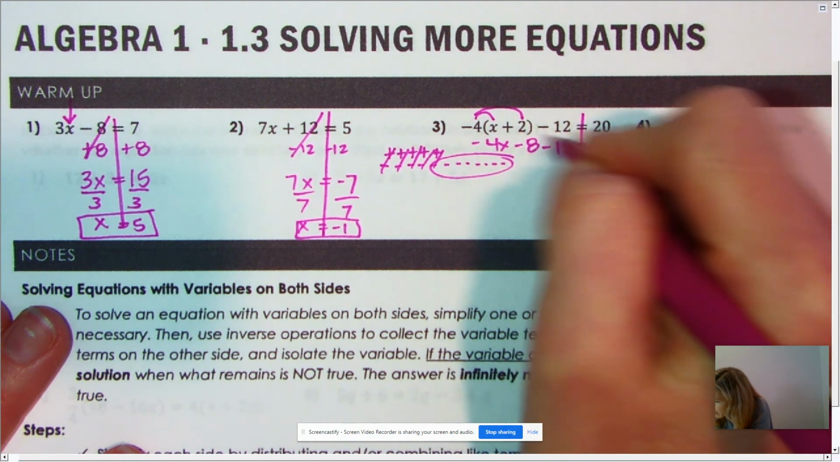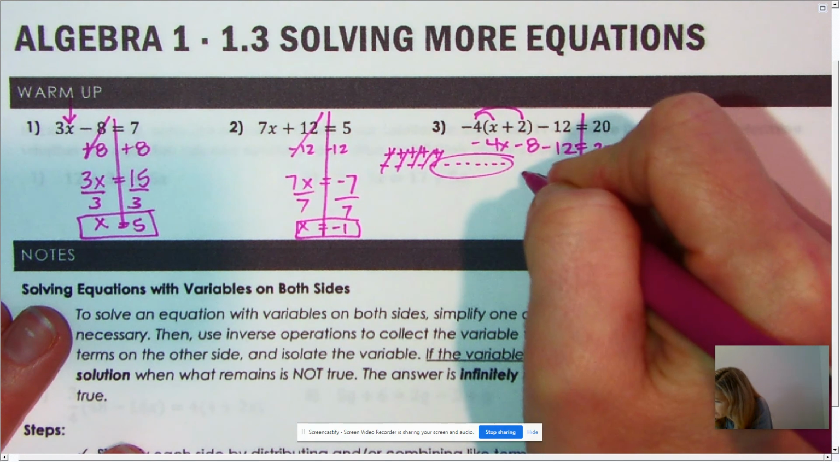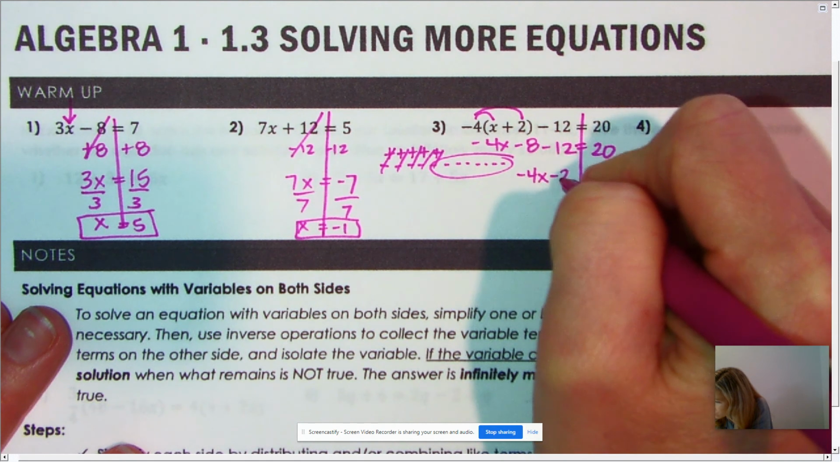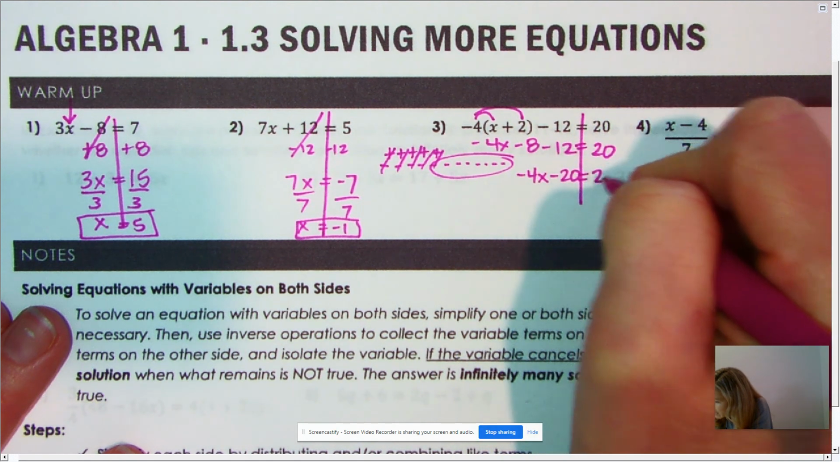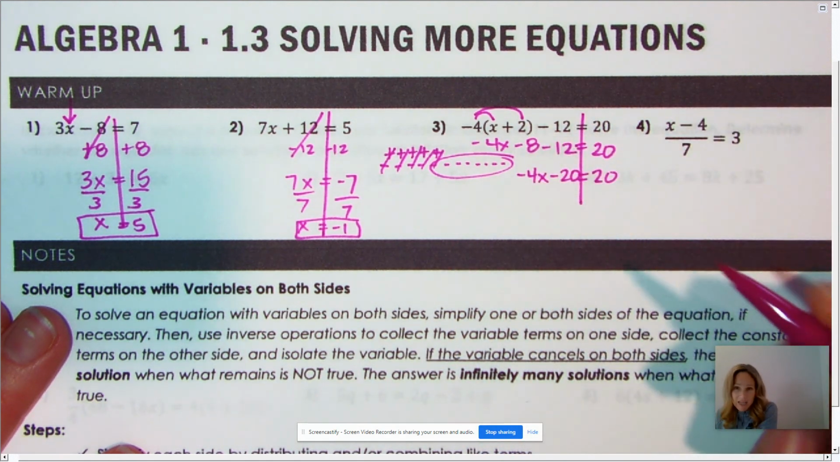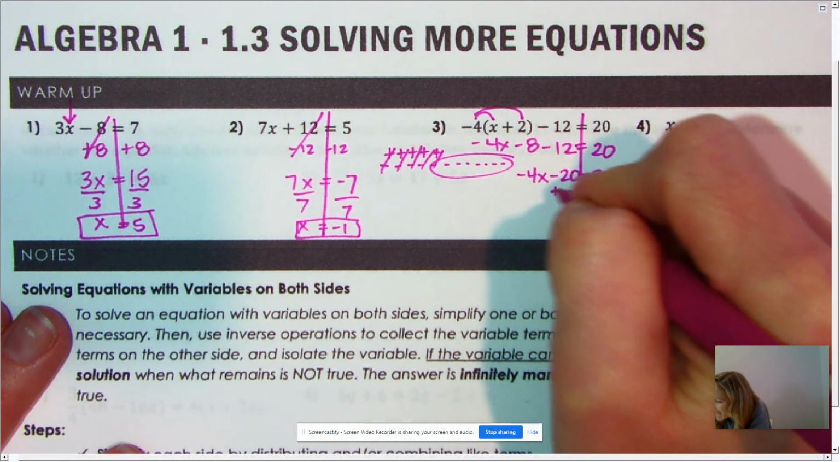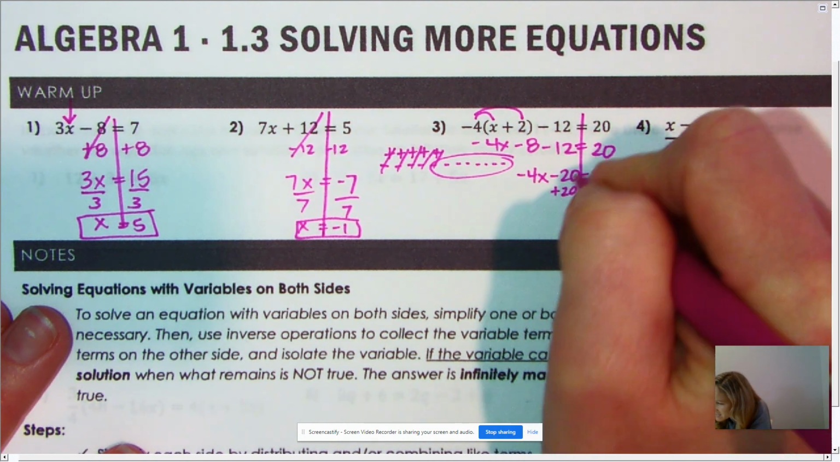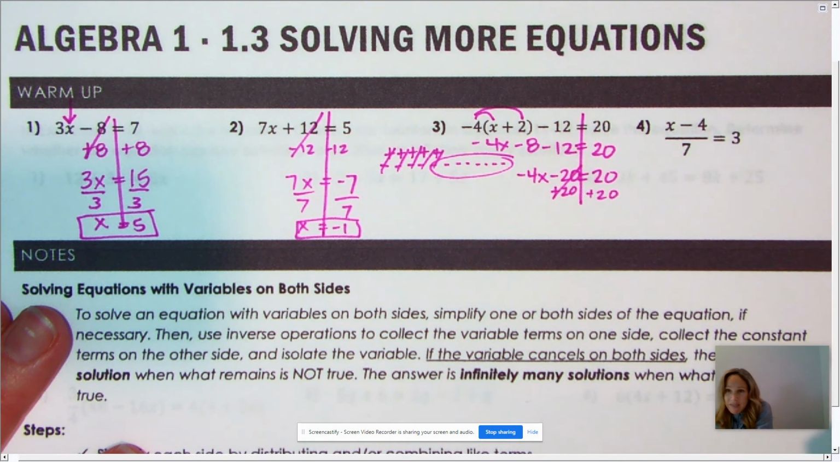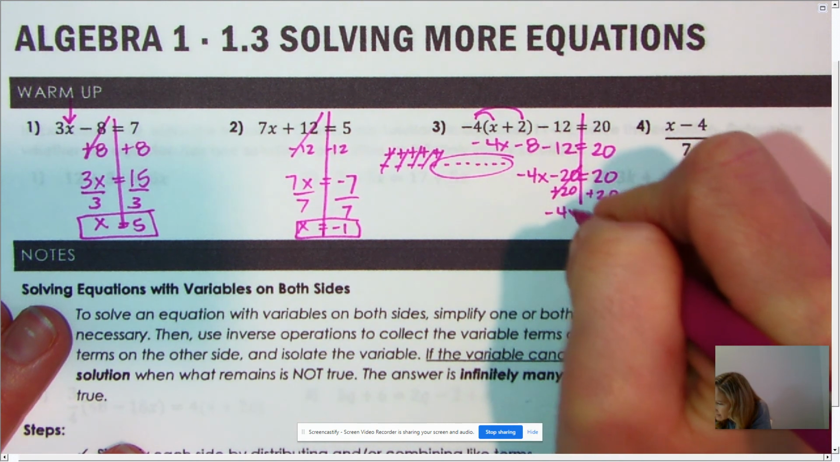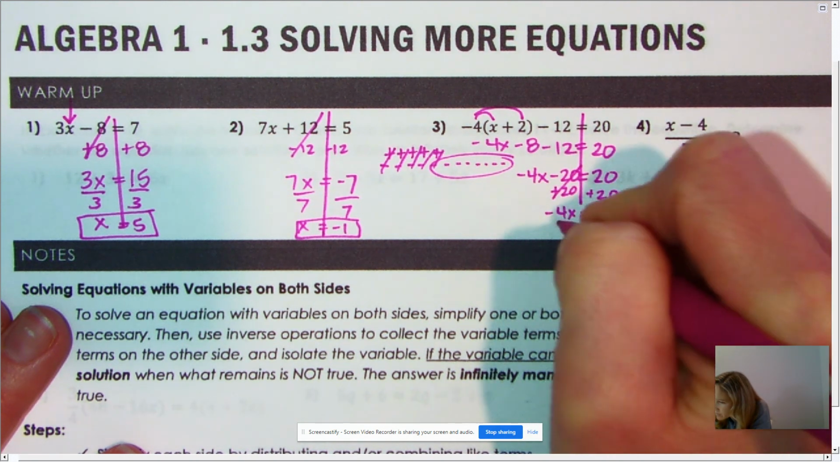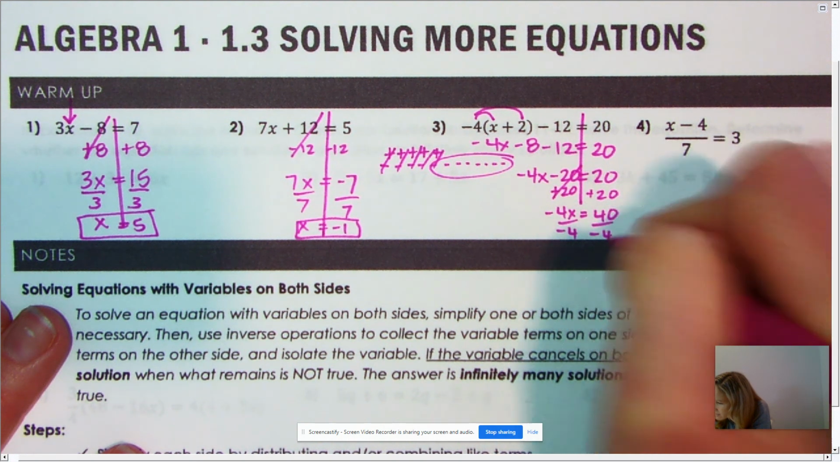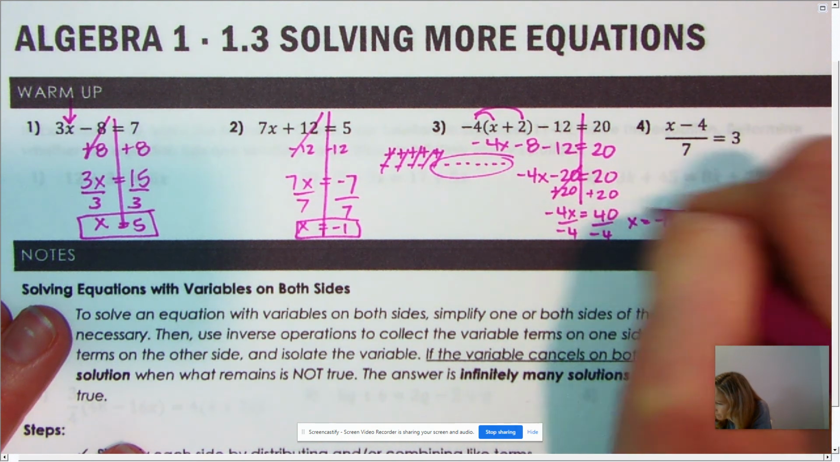So I'm going to combine the negative 8 and the negative 12. So I have negative 4x minus 20, because those are both negative. They make even more negatives. So I'm going to add the 20 to both sides. On this side, it cancels because my signs were opposite. So I have negative 4x is equal to 40. Then I'm going to divide by negative 4 on both sides. So x equals negative 10.